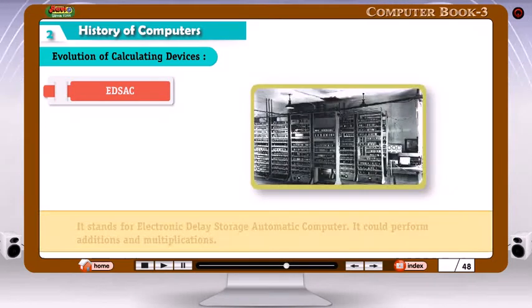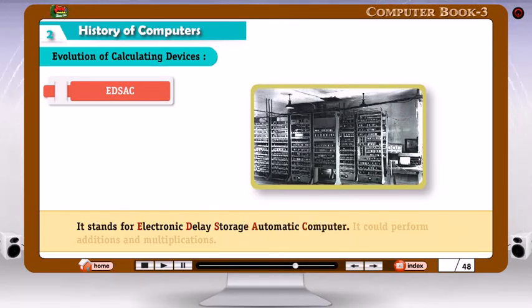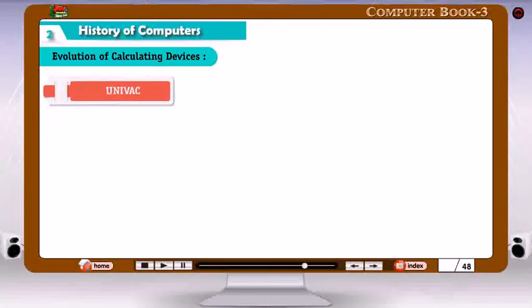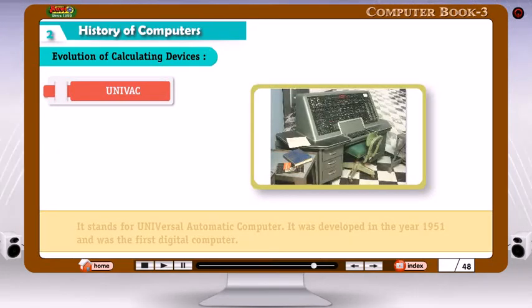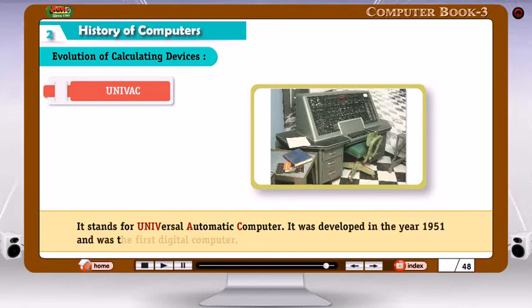EDSAC. It stands for Electronic Delay Storage Automatic Computer. It could perform additions and multiplications. UNIVAC. It stands for Universal Automatic Computer. It was developed in the year 1951 and was the first digital computer.